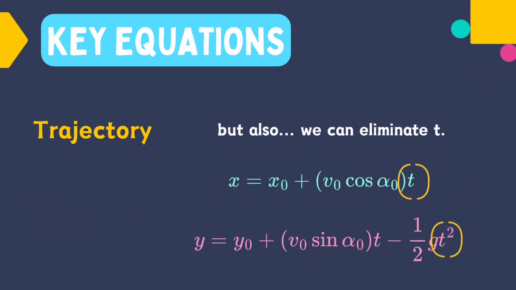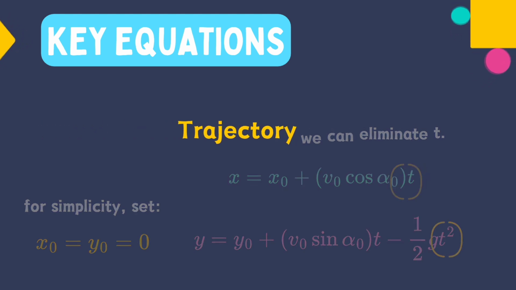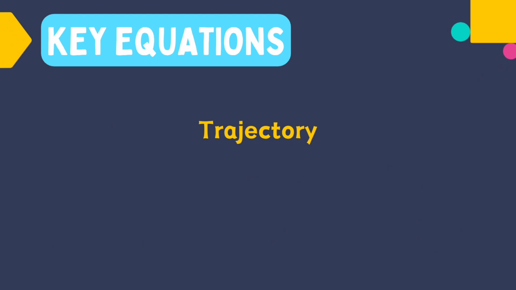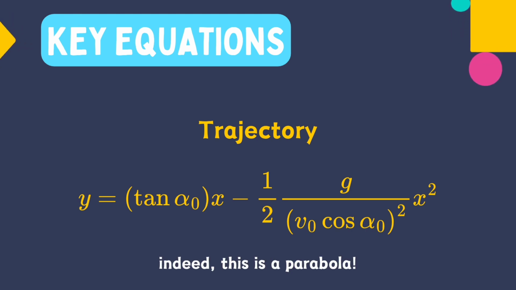But if we want to be more explicit, we can also eliminate t to get an expression only in terms of x and y. For simplicity, we set x0 equals y0 equals 0. This amounts to setting our launch point at the origin. We solve for t in the x equation and plug it into the y equation. And if you do the math carefully, we should get that our final equation is given by y equals tan α0 x minus 1/2 g over (v0 cosine α0) quantity squared x squared. Indeed, this is a parabola.